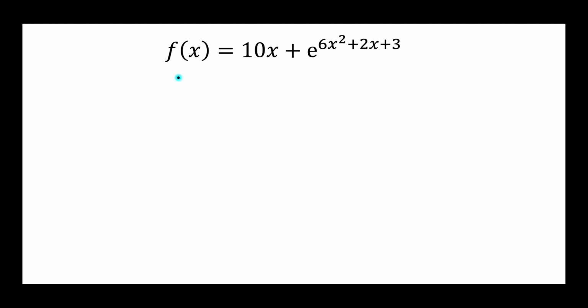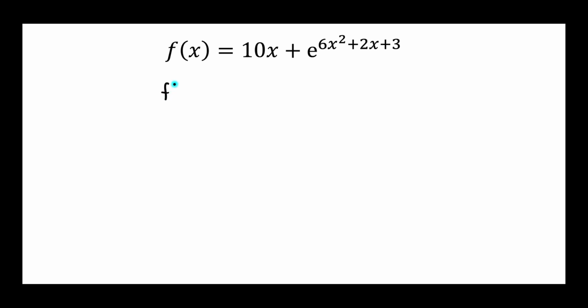Okay guys, we have another one here, so let's work through this one. So we have f of x is equal to 10x plus e to the power of 6x squared plus 2x plus 3. Now when we're differentiating this, we differentiate this as normal, but then we need to use the chain rule for the exponential function here. So let's go ahead and do that.